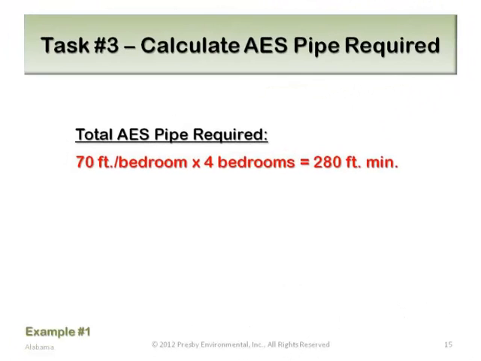In Task 3, we calculate the total amount of Presby pipe that will be required for our daily flow of 4 bedrooms. The manual requires a minimum of 70 feet of advanced enviroseptic pipe for every bedroom in our design. So at least 280 feet of Presby pipe must be used in this example.